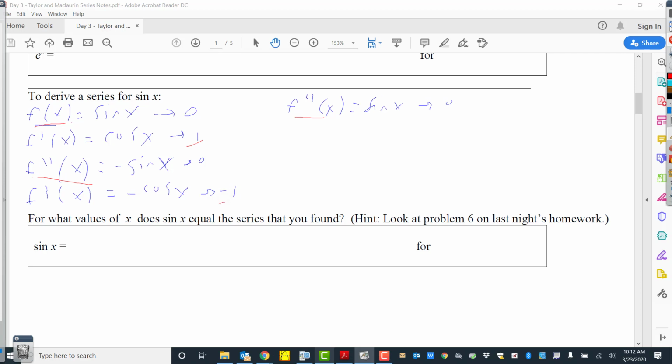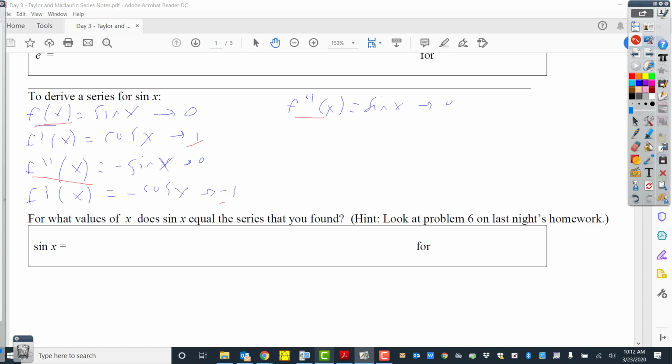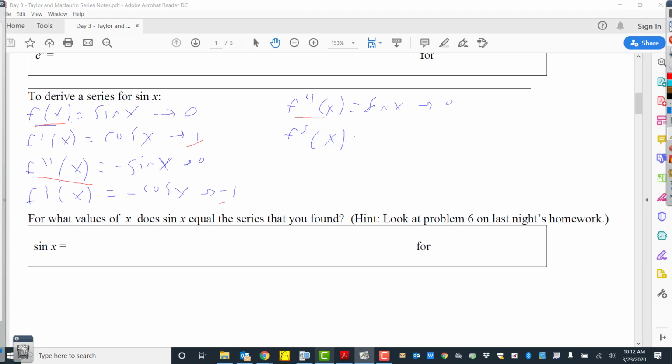So let's do one more derivative just to see what we get. Granted, you should be able to see it pretty easily. There we go. The fifth derivative would give us cosine of x, and when we plug in 0, we get 1 again. Well, now we actually have enough to set up our whole series.